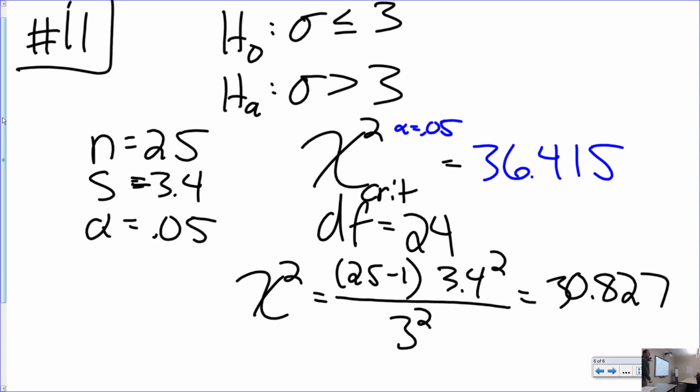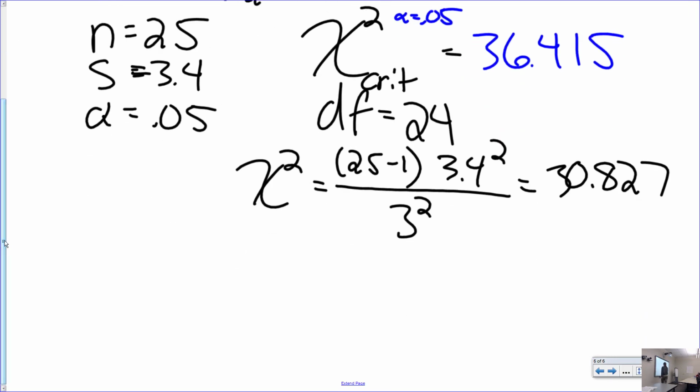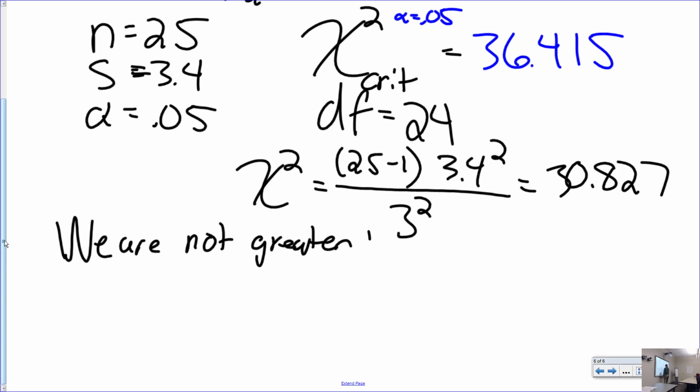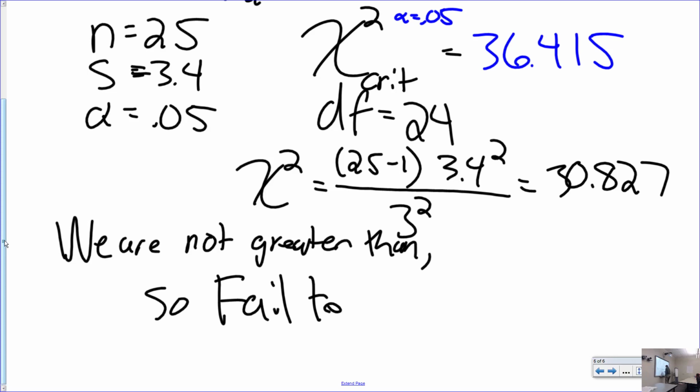And note, now we're looking for greater than because we're testing at the greater than level. Is our chi-squared greater than our chi-squared critical? We are not greater than. So we fail to reject the null hypothesis again.